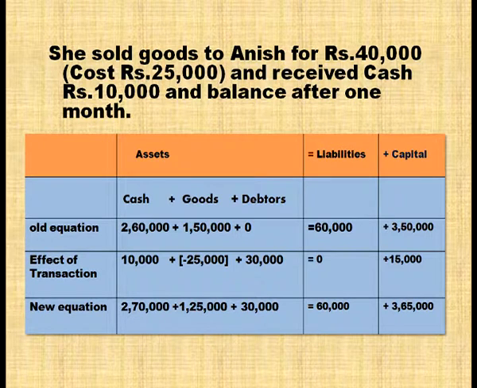2,70,000 plus 1,25,000 plus 30,000 on the asset side, and on the liability side, liabilities 60,000 plus capital 3,65,000. So the accounting equation is satisfied here also.